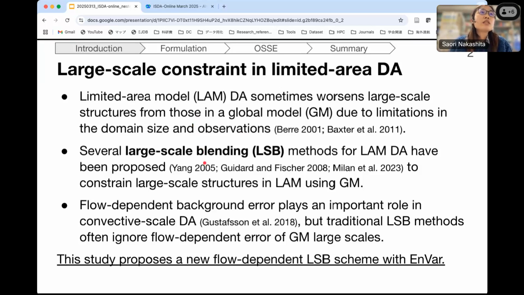So to constrain the large-scale structures in LAM, several large-scale blending methods for LAM-DA, hereafter called LSB methods, have been used in operational forecasts. However, traditional LSB methods often ignore the flow-dependent nature of GM large-scale errors, despite the proven importance of flow-dependent background error in convective scale DA. So this study aims to propose a new flow-dependent LSB scheme based on the ensemble variational framework.